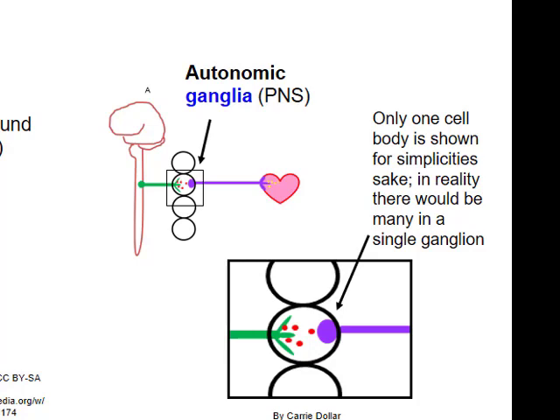So let's take a look at what's inside of an autonomic ganglion. So we can see that there is a cell body here, and this cell body is going to be processing incoming information. In the picture here, I just showed one cell body, but in reality, a ganglion will contain multiple cell bodies.